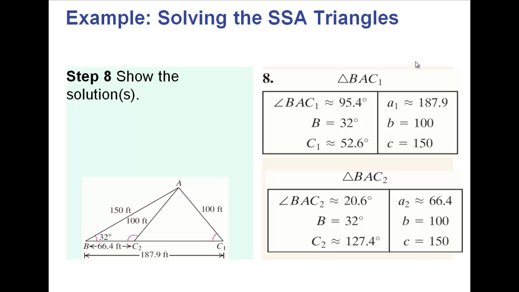So it's a nice idea to use these little tables and just keep your information separate for the two triangles. Here's my first triangle, BAC, with all of those lengths and measurements, and then here's the other one with the other lengths and measurements. You can see that the only things that are the same are the things that were given to us: 32, 100, and 150. Everything else changes. We get two completely different triangles.